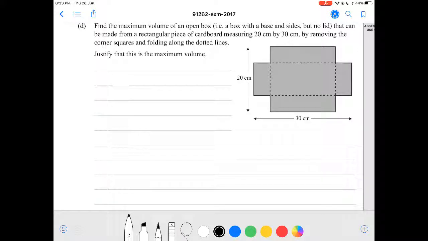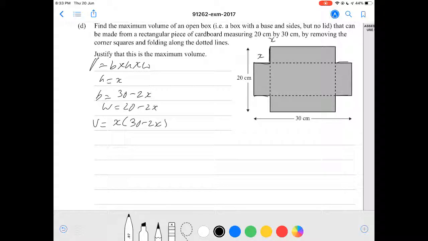So we have our 20 by 30, okay, and we'll define our removed side as x. Because it's a square, this is also x, okay? So therefore, our volume equals base times height times width. We're going to say our height equals x, our base equals 30 minus 2x, and our width equals 20 minus 2x. This is removing the sides. So volume equals x times (30 minus 2x) times (20 minus 2x).